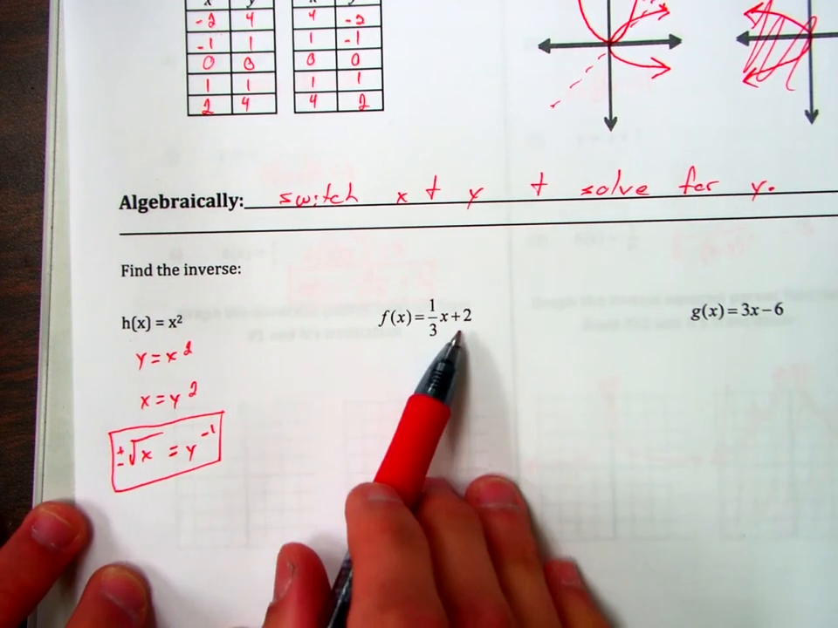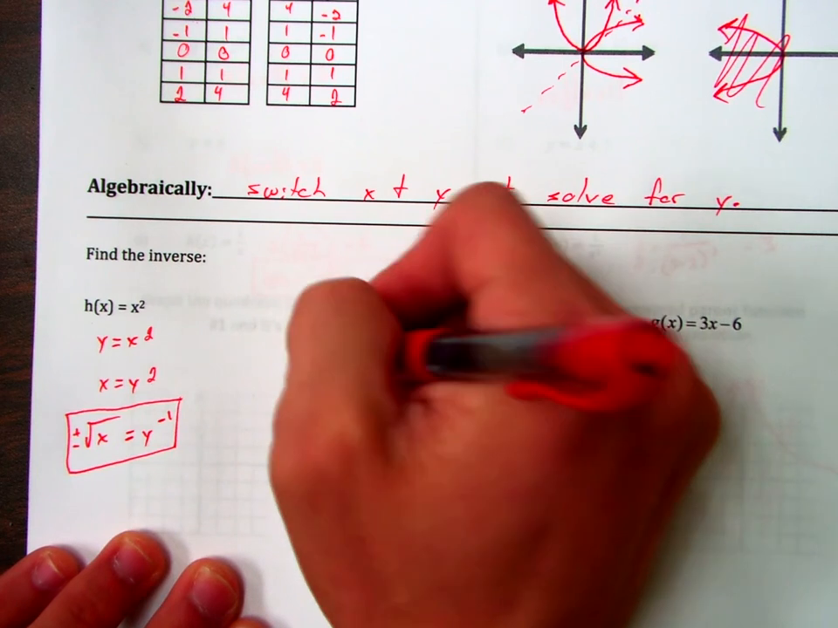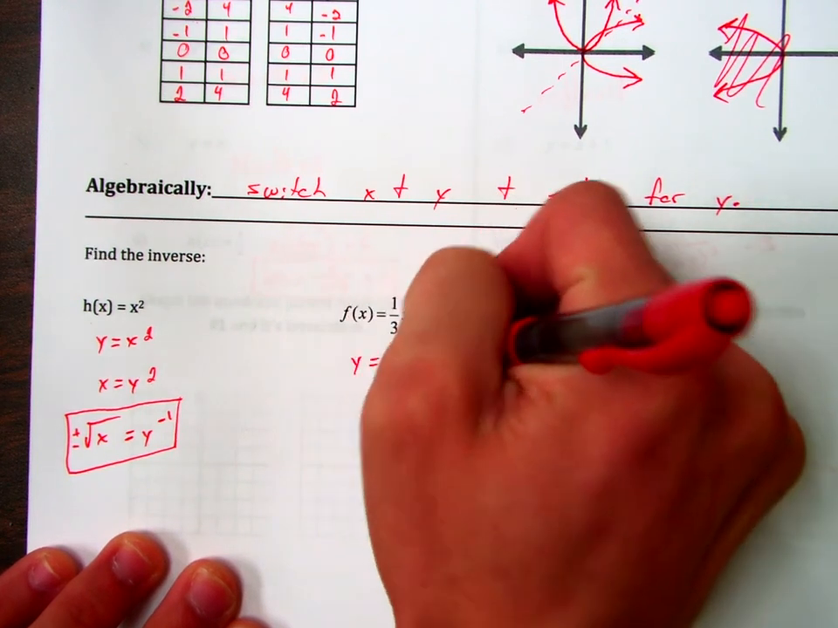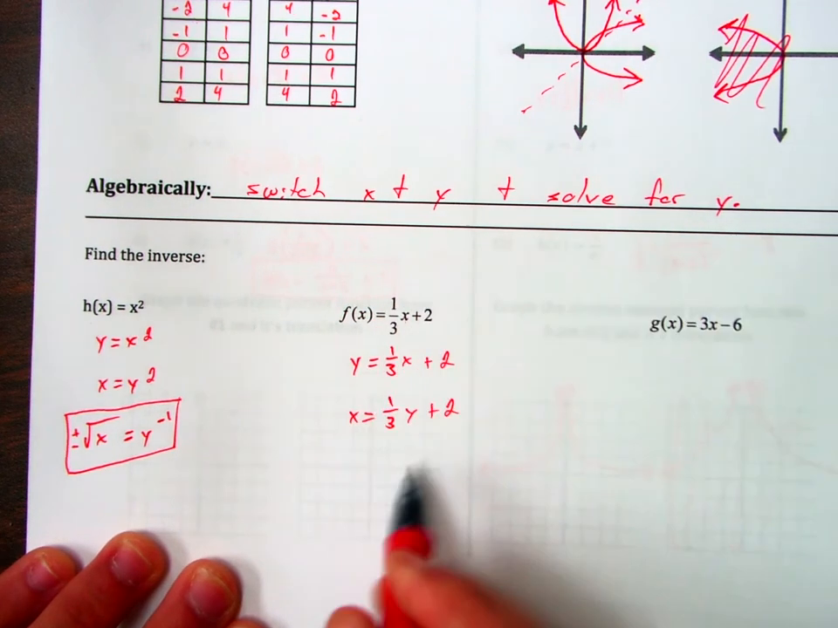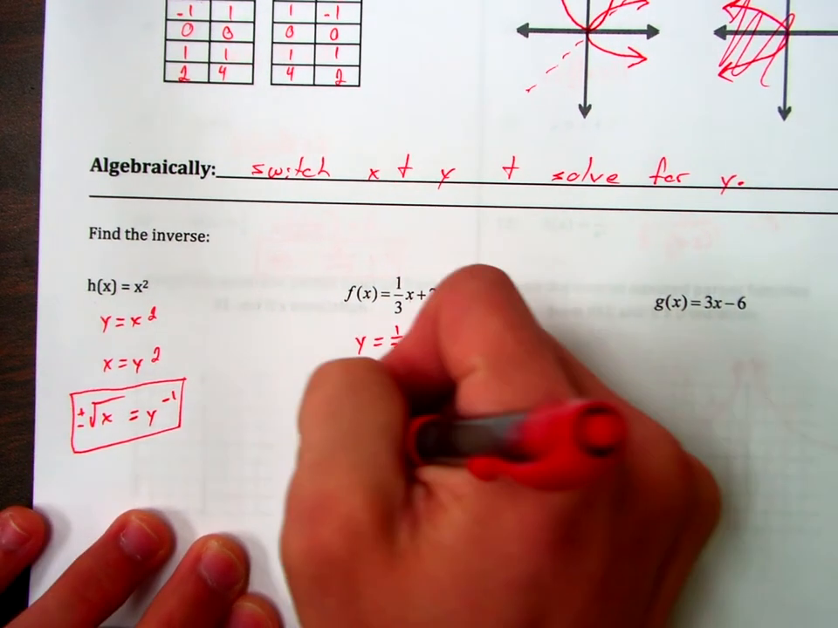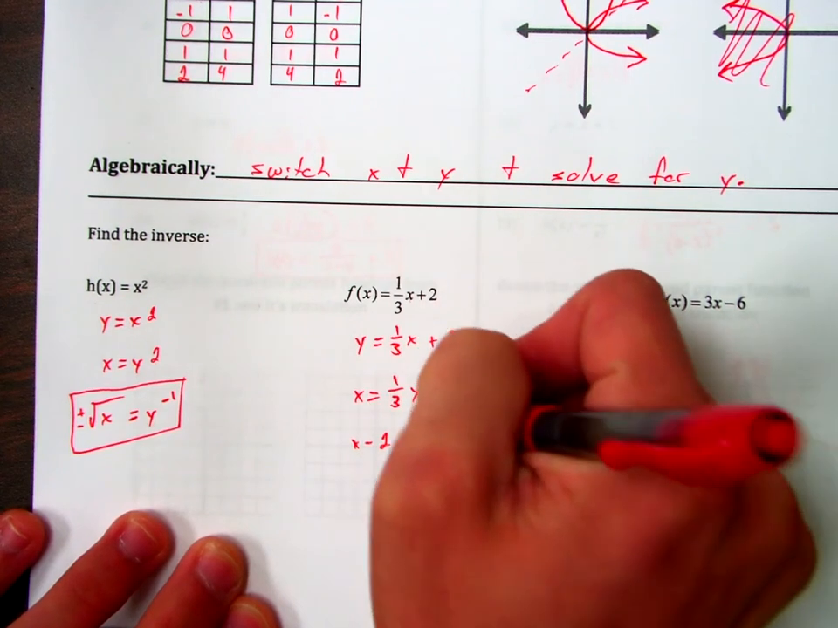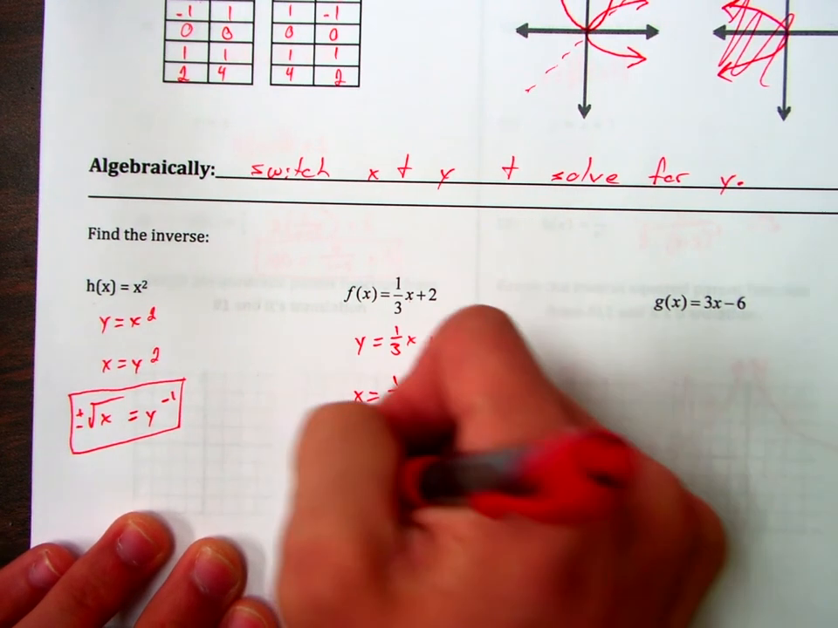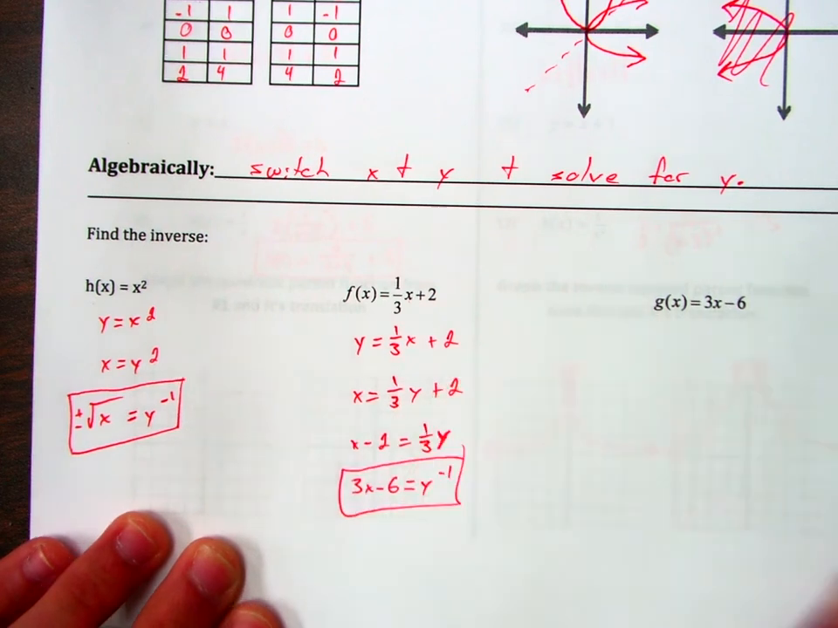Let me do it one more time, or I'll just do it with the last two real quick. Switch the x and the y. So I've first got y equals 1/3 x plus 2. Switch the x and the y. So I'm going to subtract 2 from each side. x minus 2 equals 1/3 y. And then I'm going to multiply by 3 to get rid of that 1/3. So I've got 3x minus 6 equals y. And that is the inverse.